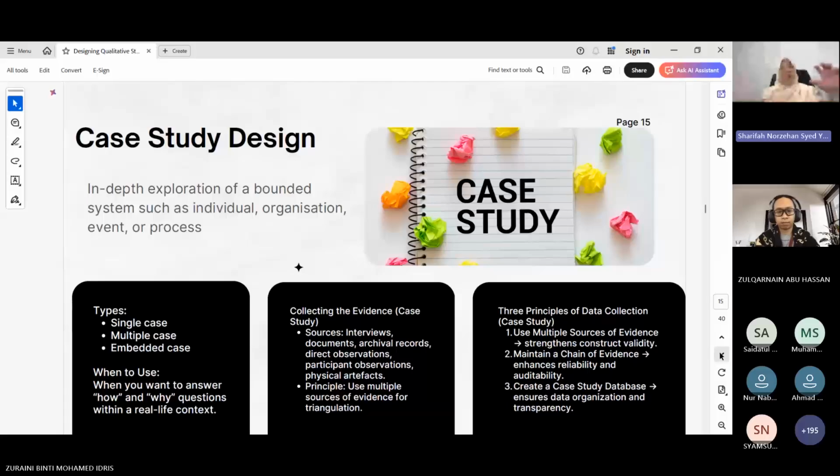Either you have a larger percentage of quali and a small percentage of quanti just to validate your findings in qualitative. That is methodological triangulation, or the other way around. Most of your work is quantitative and you have a small portion of qualitative just to validate your findings in your quantitative method. That is called methodological triangulation.